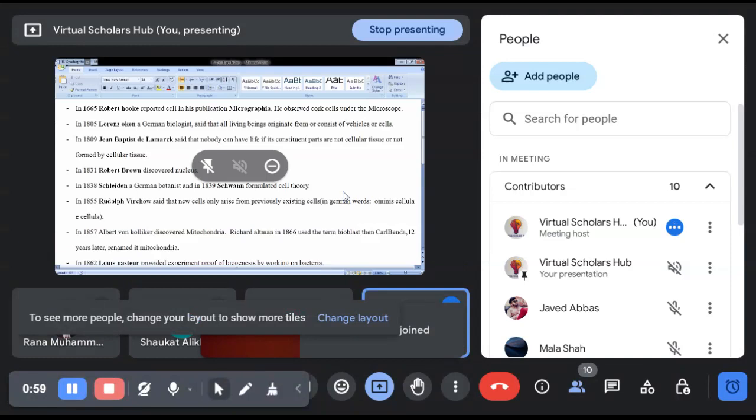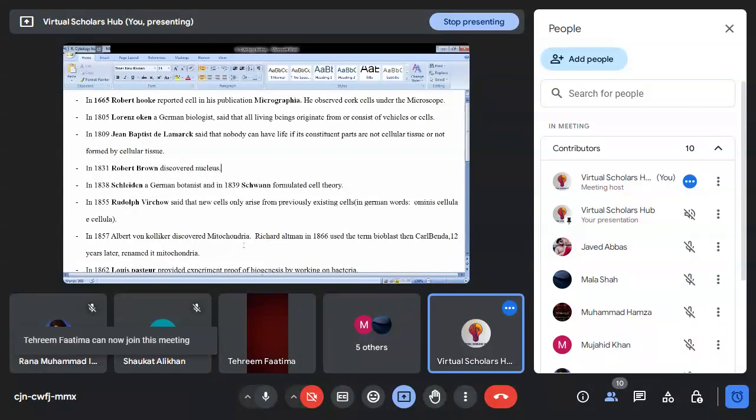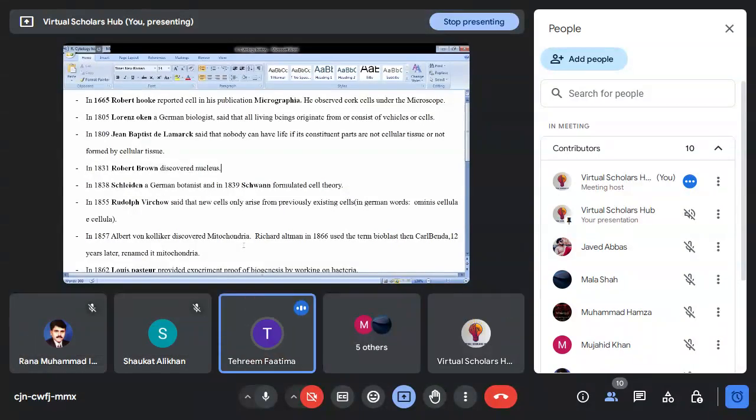So here is some data which I have collected from different books. This data, as you can see here, is related to the work of different scientists, or the contribution of different scientists regarding the cell or cytology.